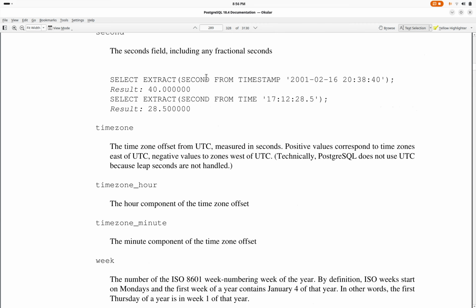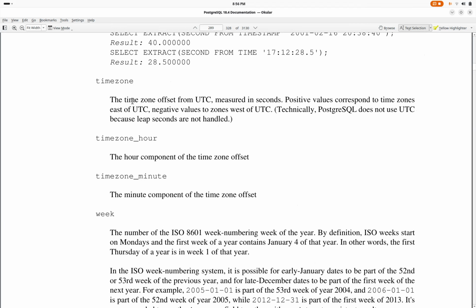Then we have seconds, similar stuff, and time zone. The time zone offset from UTC is measured in seconds, with positive values corresponding to time zones east of UTC and negative values to zones west of UTC. Technically, PostgreSQL does not use UTC because leap seconds are not handled.